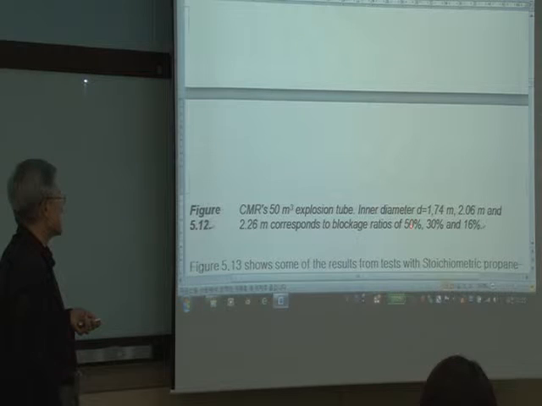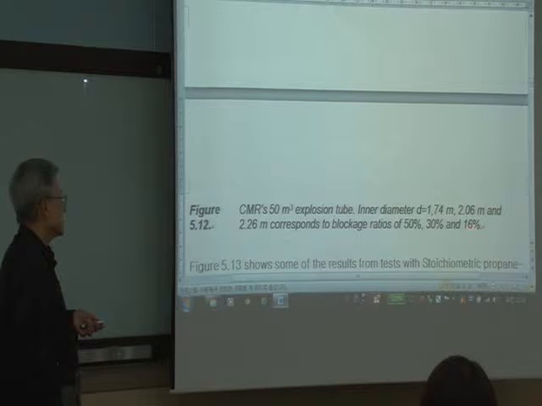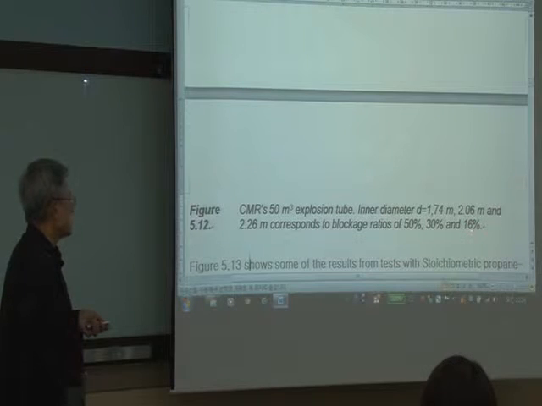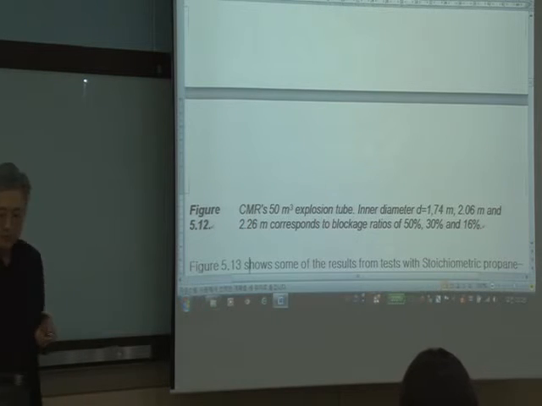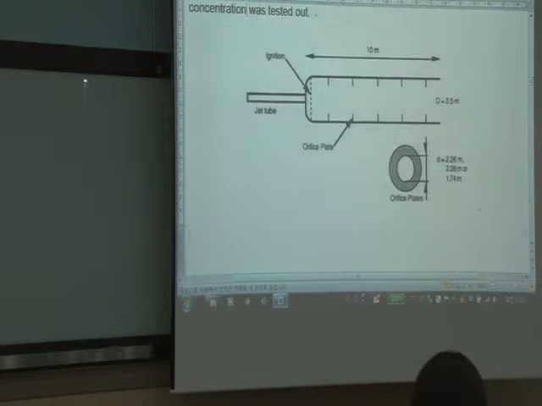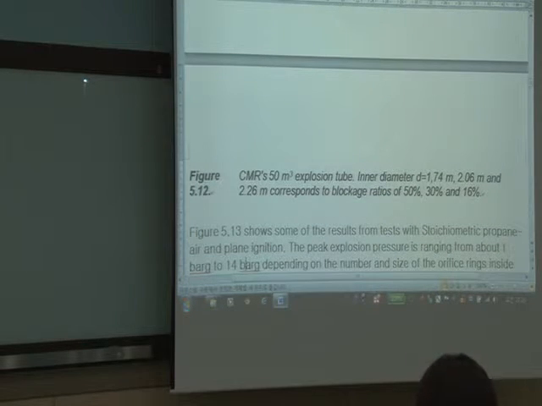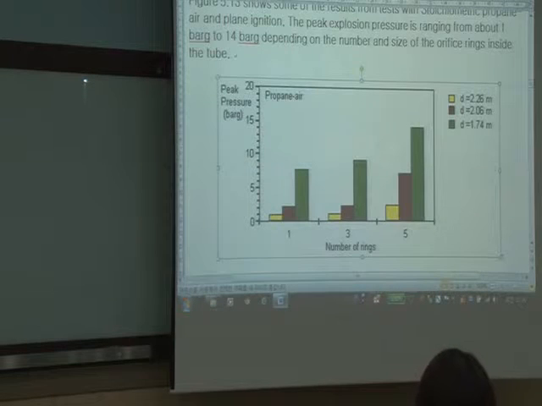The blockage, in this case, is the 1.74 diameter hole. And 2.06 is 30% and 16%. So the largest diameter opening has, of course, the smallest percent. And you see the configuration. So it's a very straightforward tube-type setup.